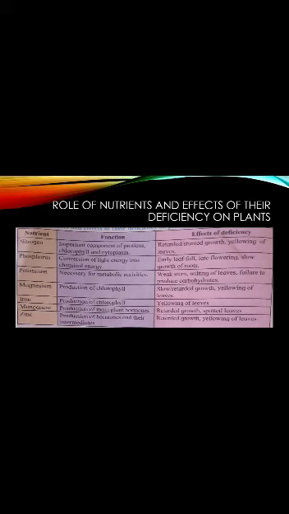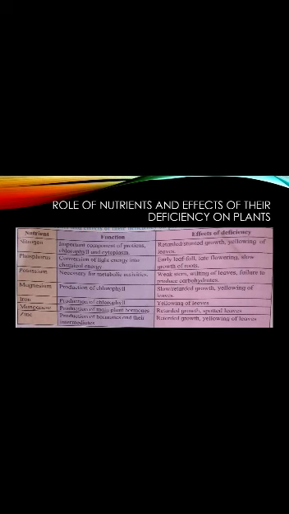The third one is potassium. What is the function of potassium? It is necessary for metabolic activities. And if it is not obtained by the plants, then what happens? Weak stem, wilting of leaves, and failure to produce carbohydrates.